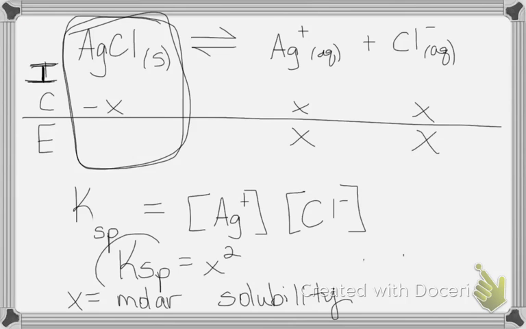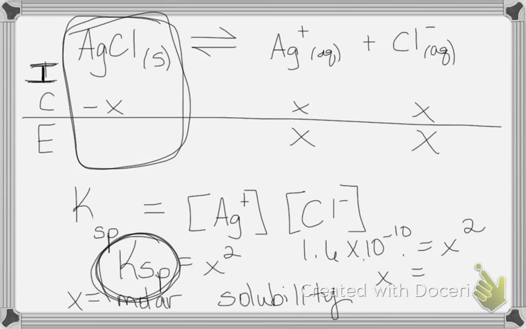I'm going to plug the Ksp in right here, and I'm going to solve for X. So I've got to take the square root of that to get the molar solubility. Do you guys see that? So I would say 1.6 times 10 to the minus 10 is equal to X squared. And when I solve for X, I have the molar solubility: 1.3 times 10 to the minus 5 molar. Got to put units on that one.